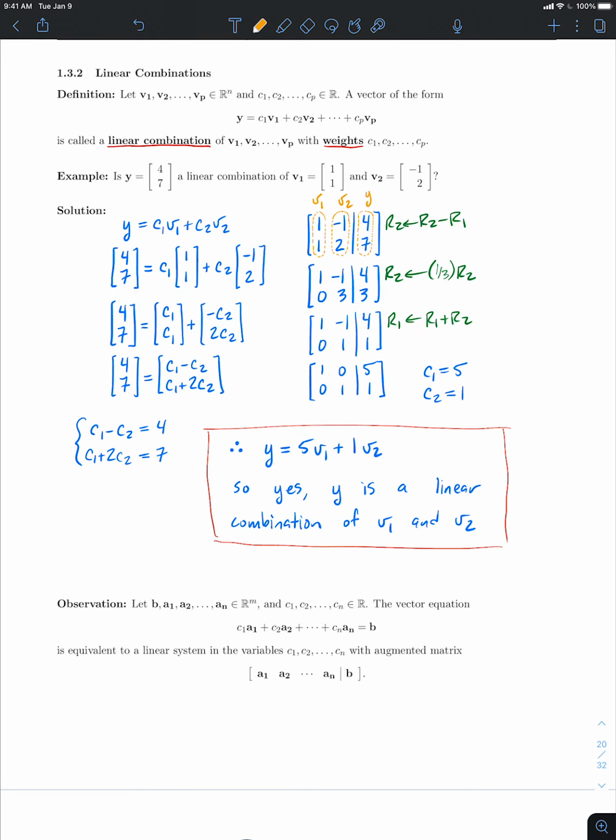Okay, and that wasn't a coincidence. That's what's going to happen. When you write down a vector equation like this, this is exactly what's going to happen every time. So for some of these steps, you can save yourself the trouble and not go through all the details.